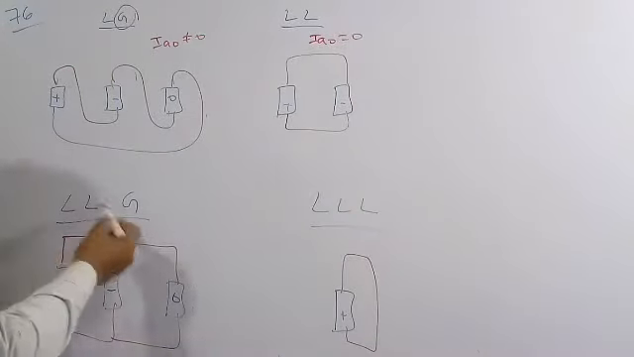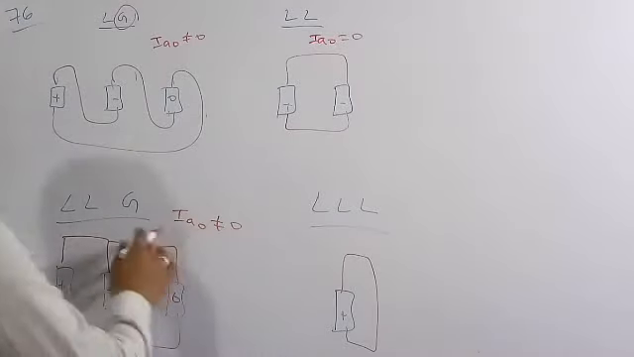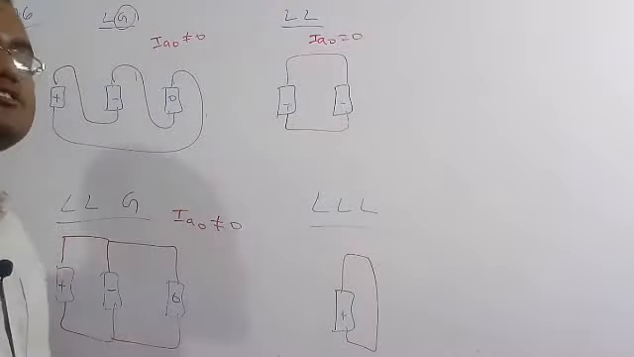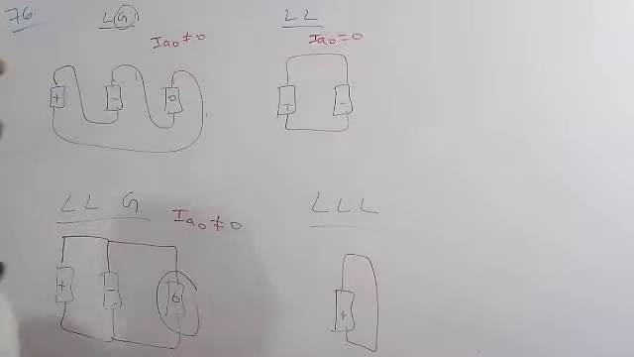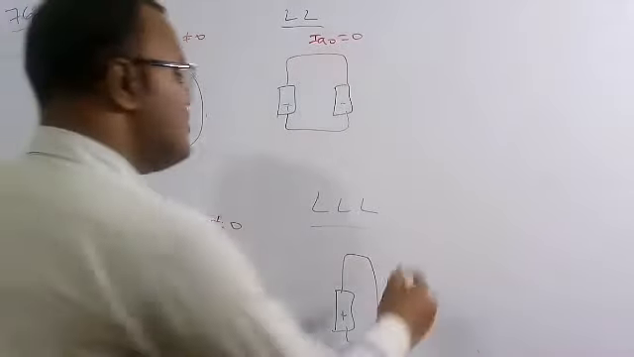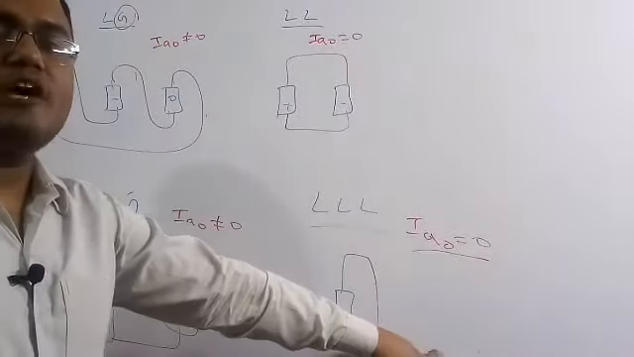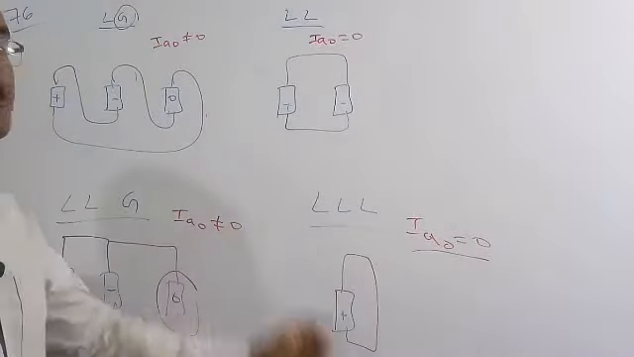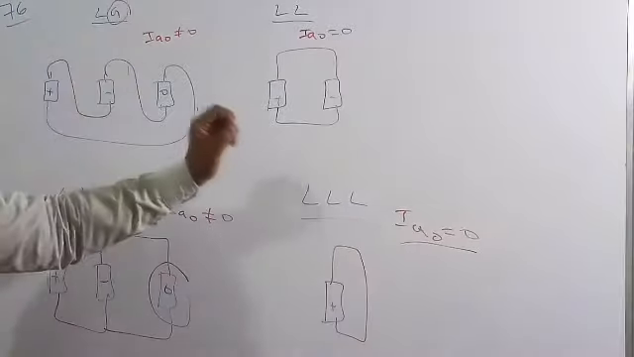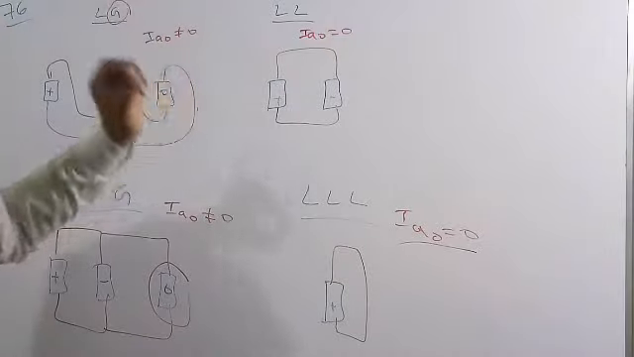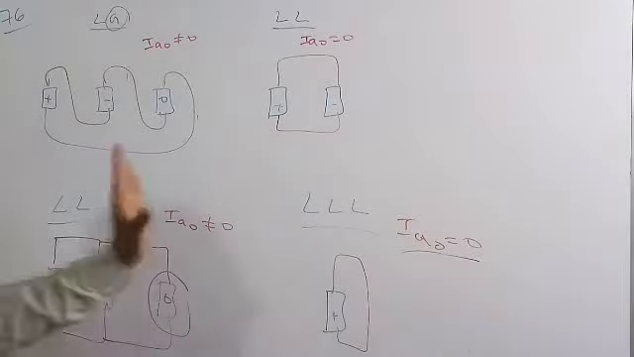But for the LLG fault, the zero sequence current is always not equal to zero, because there is a ground. So the zero sequence network is also present. But for triple L there is no ground, so the zero sequence current is equal to zero, and the negative sequence is also absent for this network. So this is a shortcut to remember whether the zero sequence network is present or not based on the ground. Whenever there is a ground, the zero sequence network is present. If there is no ground, then blindly the zero sequence network is not present. So this is all about this one.